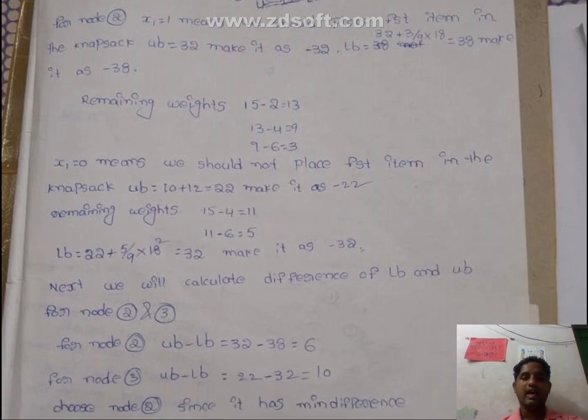Next we calculate the difference of the lower bound and upper bound for nodes 2 and 3. For node 2, the upper bound minus lower bound equals 6, that is 32 minus 38. For node 3, the upper bound minus lower bound equals 10.